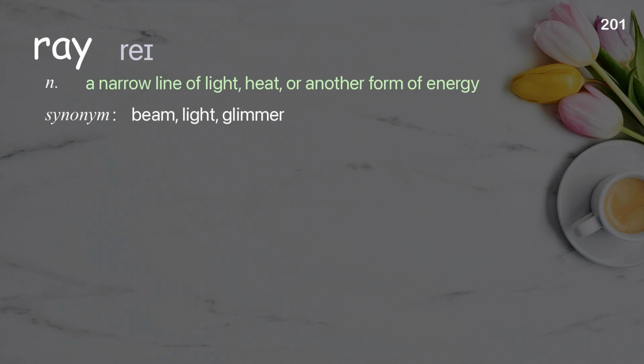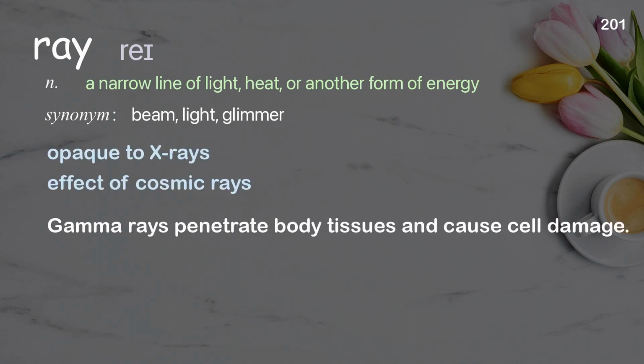Ray. A narrow line of light, heat, or another form of energy. Examples: Opaque to X-rays. Effective cosmic rays. Gamma rays penetrate body tissues and cause cell damage.